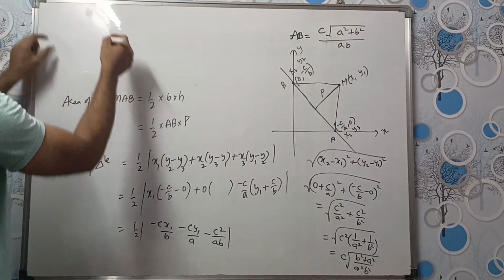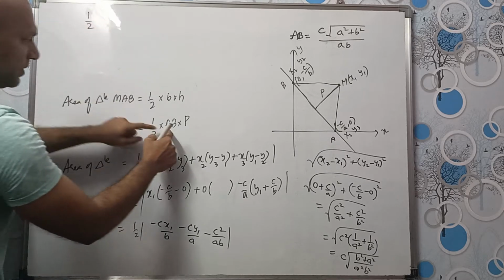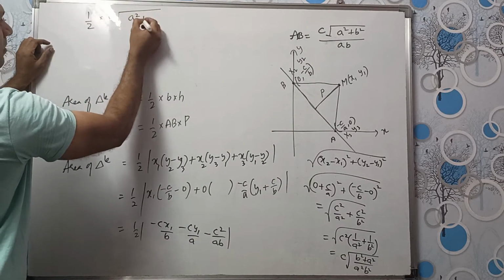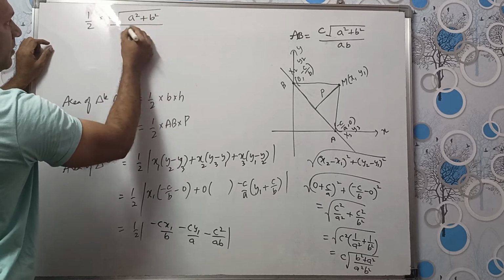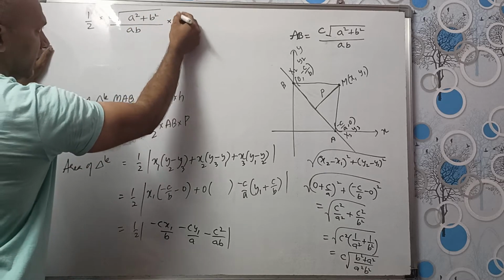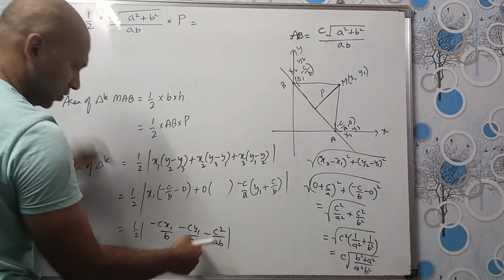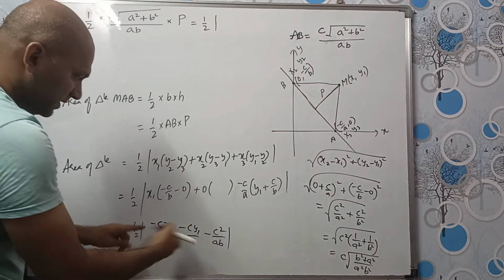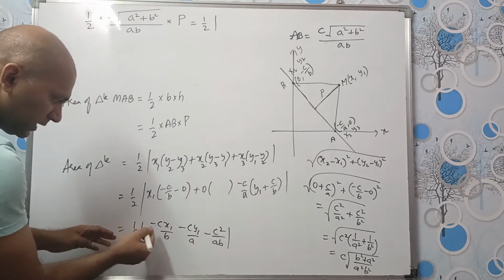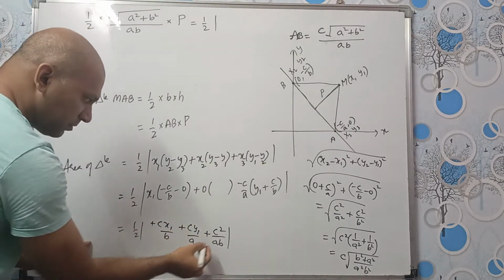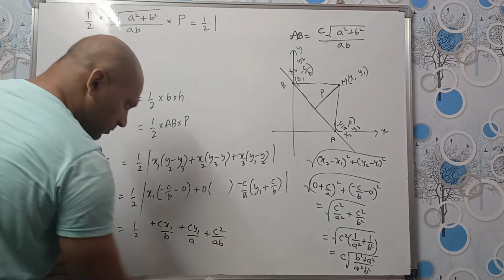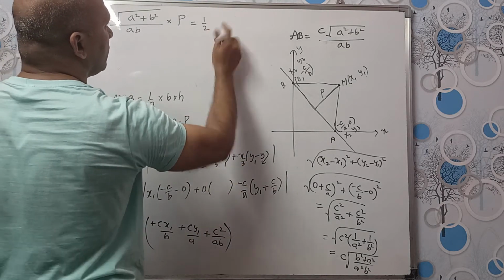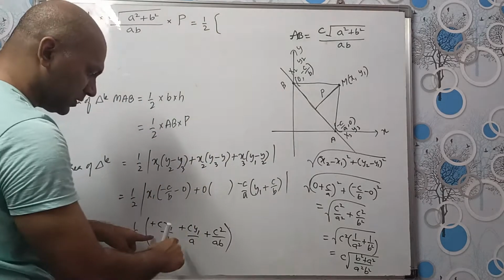So let us equate half. ab is how much? C multiplied by root a square plus b square divided by ab, multiplied by perpendicular distance should be equal to this part. Half modulus of, see, this is modulus, right? If you take minus, everything you can write it as plus, right? Let us remove this now. Okay, it will be like this. Half, I hope you understood that step.